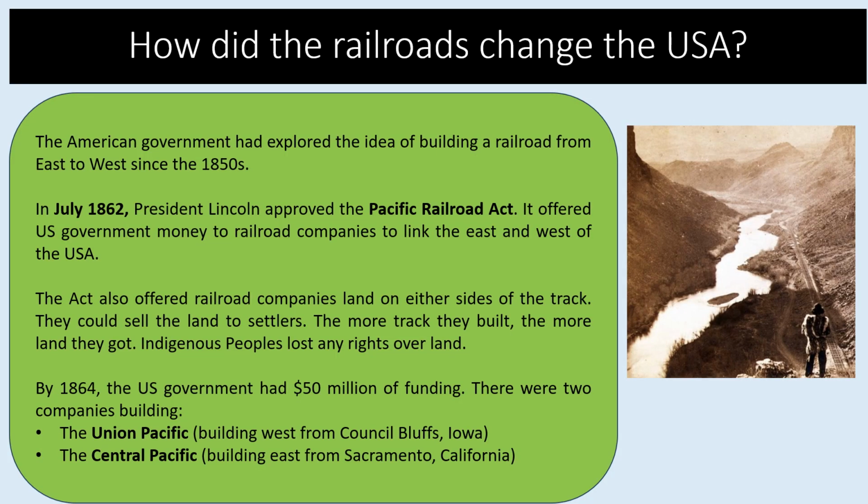So the American government had explored the idea of building a railroad from east to west since the 1850s. It was in July 1862 that President Lincoln approved the Pacific Railroad Act, which offered the US government money to railroad companies to link the east and the west of the USA.